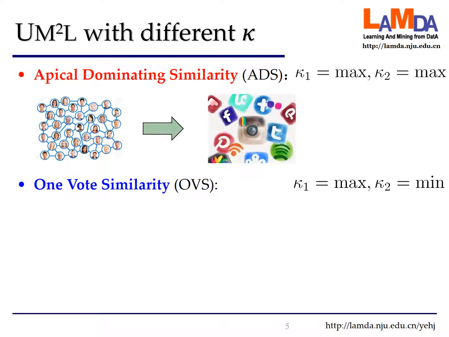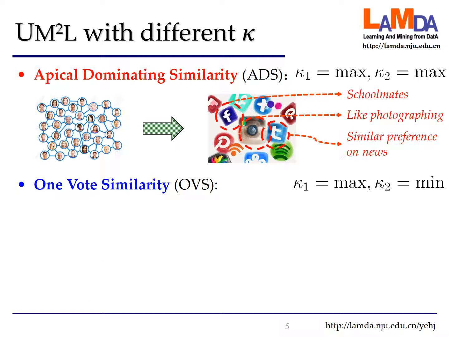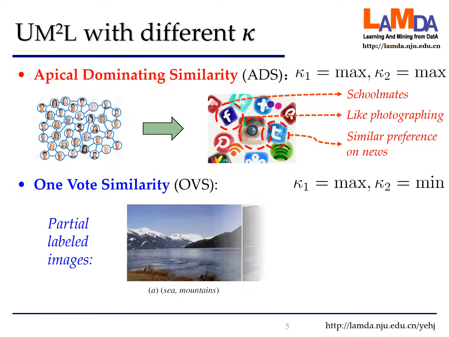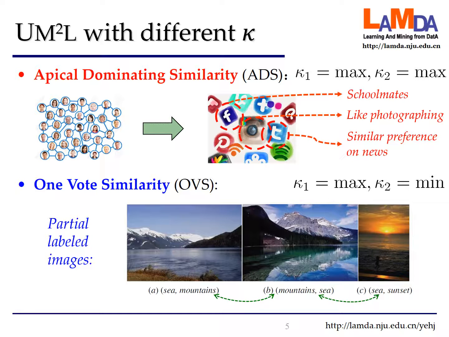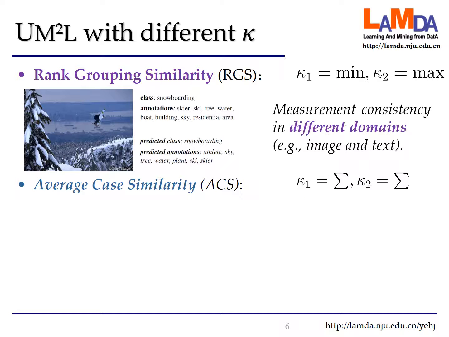For example, when both kappas are max operator, UM2L can be used to depict complex social friendships between users in a social network. When max and min are chosen, the metric learned by UM2L can find latent linkages between partially labeled images. Similarly, when min and max are used respectively, a partial relationship can be forced consistent among different modalities.